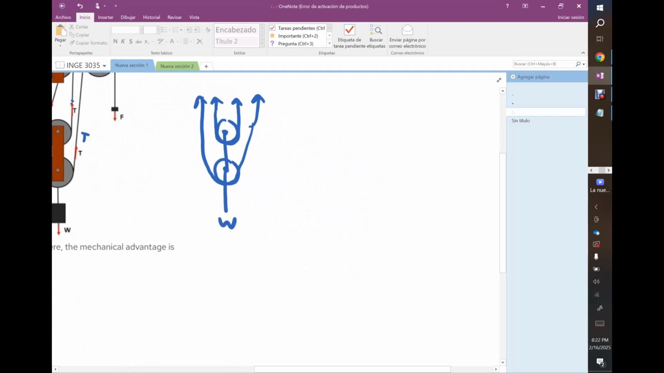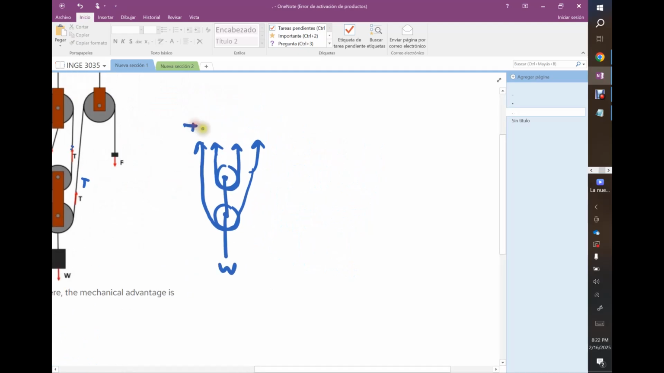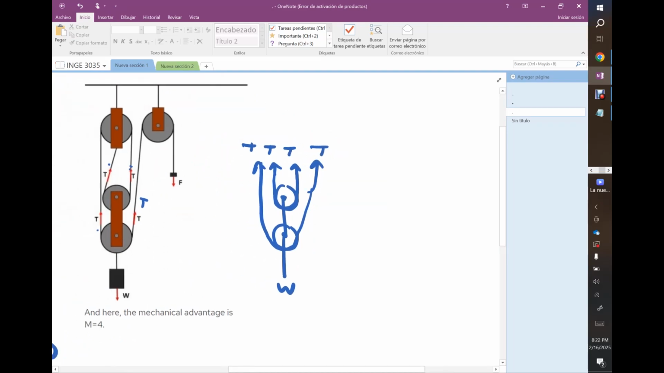So basically what you're saying is, if all of them are called T, we know that this T and F are the same value.